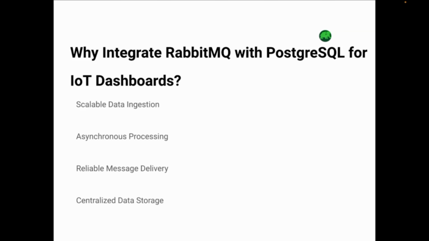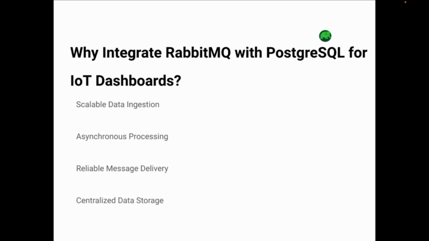So let's dive into these points one by one. The first benefit of using RabbitMQ with PostgreSQL is scalable data ingestion. IoT systems can generate massive amounts of data, especially when we are dealing with multiple devices. RabbitMQ acts as a buffer, collecting data as it arrives and ensuring that PostgreSQL doesn't get overwhelmed with incoming requests. So, instead of bombarding the database with thousands of data points every second, RabbitMQ takes on the load. This keeps the whole system responsive and allows PostgreSQL to handle data at its own pace.